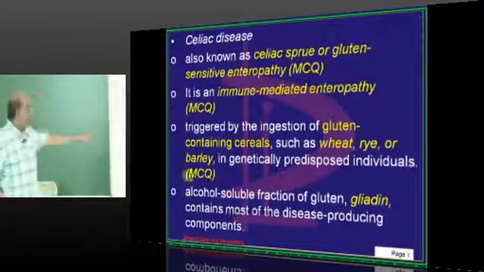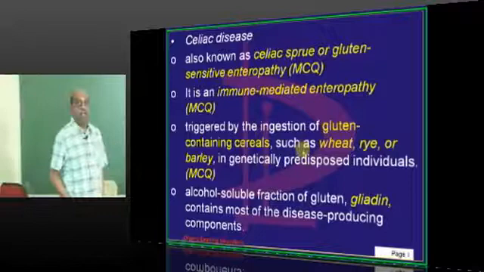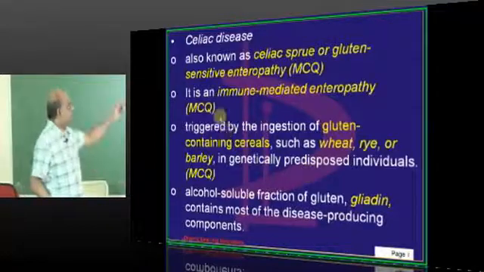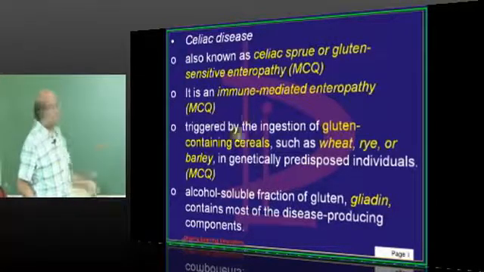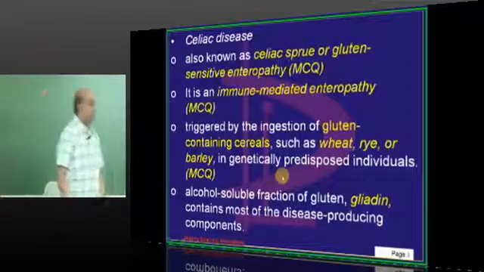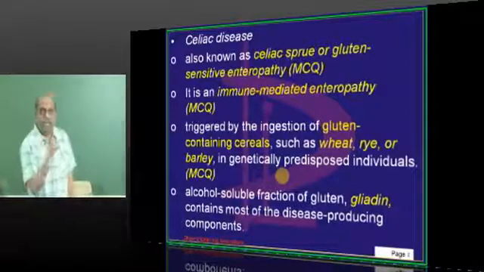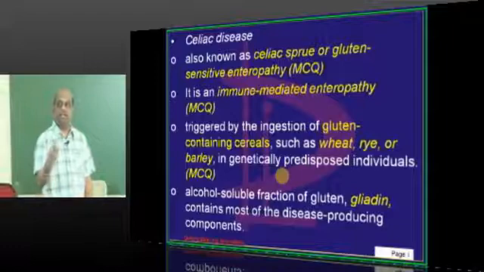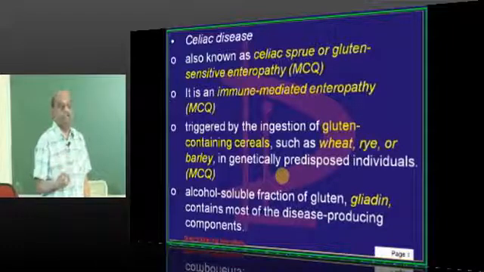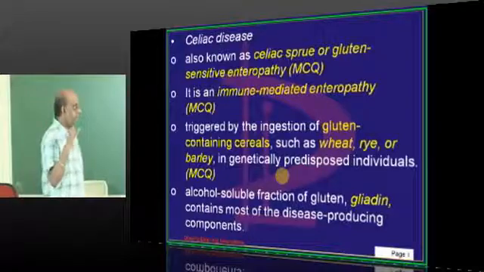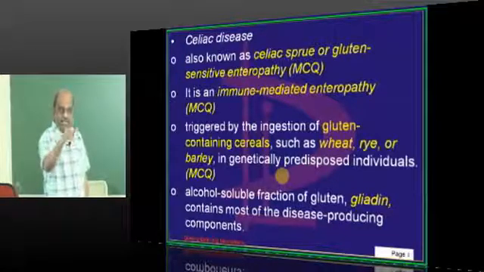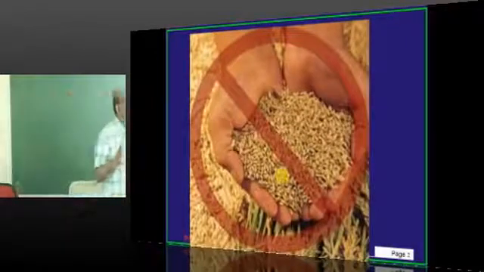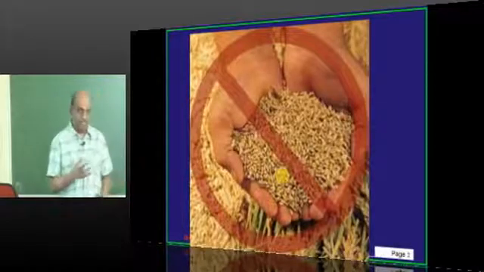So it is the gluten which is contained in cereals like wheat, rye or barley, in genetically predisposed individuals, that is typical of celiac disease. Now what is the culprit protein inside these wheat, rye or barley? One of the favorite questions of the examiner is, what foods are bad and what foods are good? Wheat, rye and barley are bad for celiac disease. They have gliadin, which is the central culprit. The gliadin is the protein.